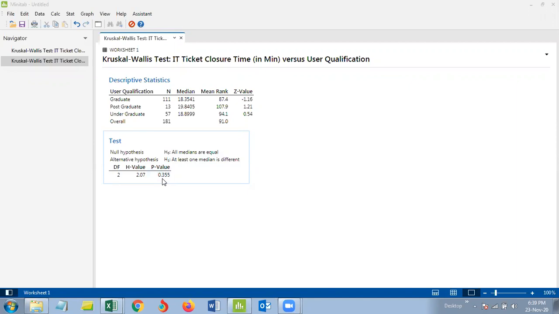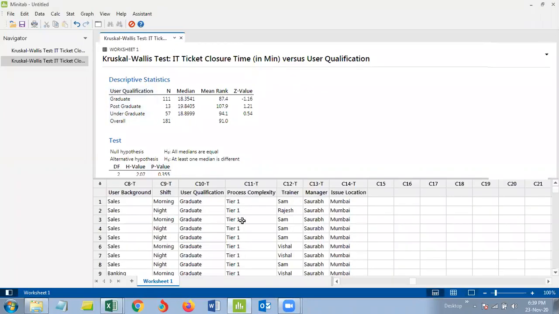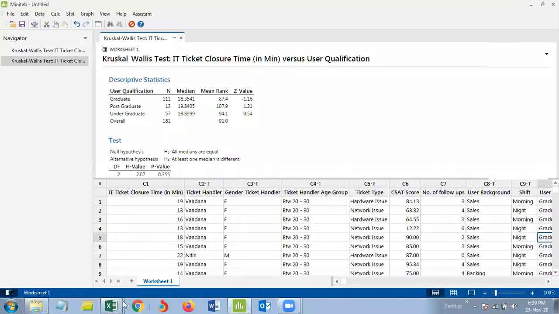This is null. So we do not have evidence to prove this claim that qualification impacts the ticket closure time. We probably had it in mind that graduate, postgraduate, undergraduate, whatever the qualification level, may be significantly impacting the ticket closure time. Unfortunately, we do not have evidence to prove that. So we'll continue with the basic logic that be it graduate, postgraduate, or undergraduate, your performance level in terms of ticket closure time is going to be the same. Is this okay with everyone? Kruskal-Wallis, everyone?